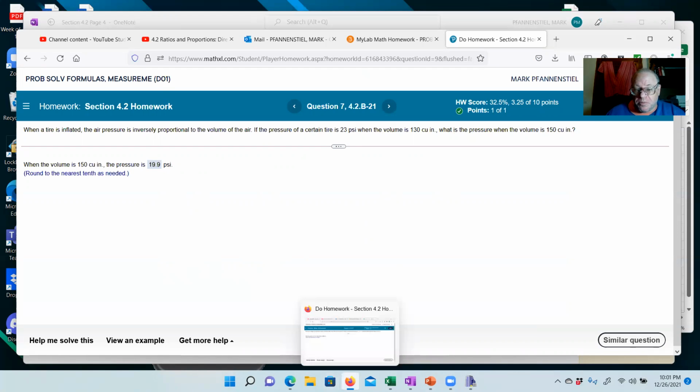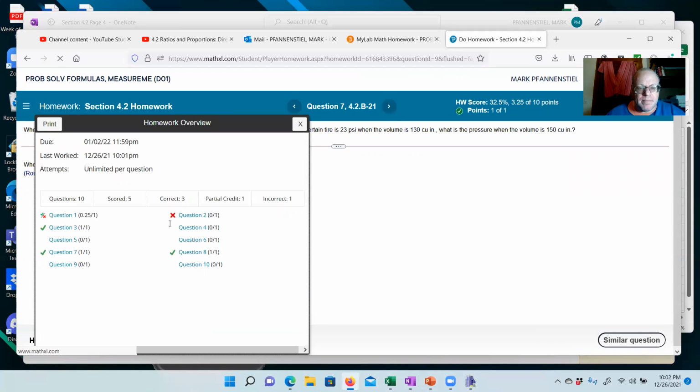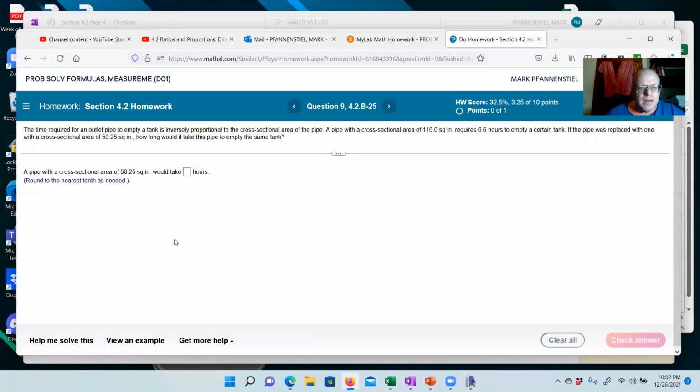Sometimes they tell us they're inversely proportional. Like the problem that we just did was inversely proportional. I think number 9 does as well. It's the draining pipe. If the time required to empty a tank is inversely proportional to the cross-sectional area of the pipe, so sometimes they tell us, which isn't too bad. Sometimes they don't tell us.